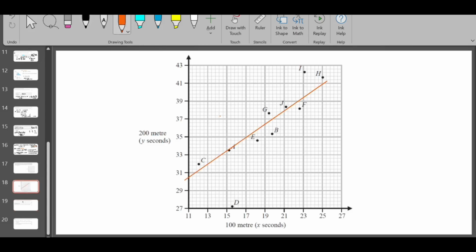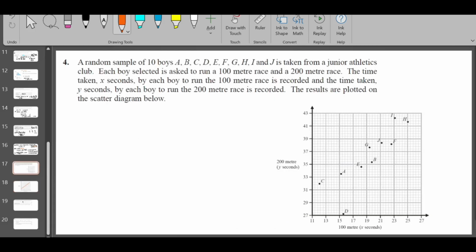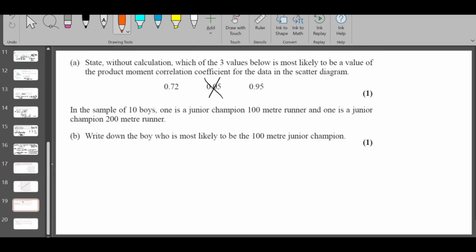Definitely it cannot be this, because if you look at the scatter diagram, there is a positive correlation, right? You can always draw a linear line with a positive slope. So if there is a positive correlation, the value of R should be closer to positive 1. So this value is not closer to positive 1, so it cannot be this value, and we are left with 2 more values.